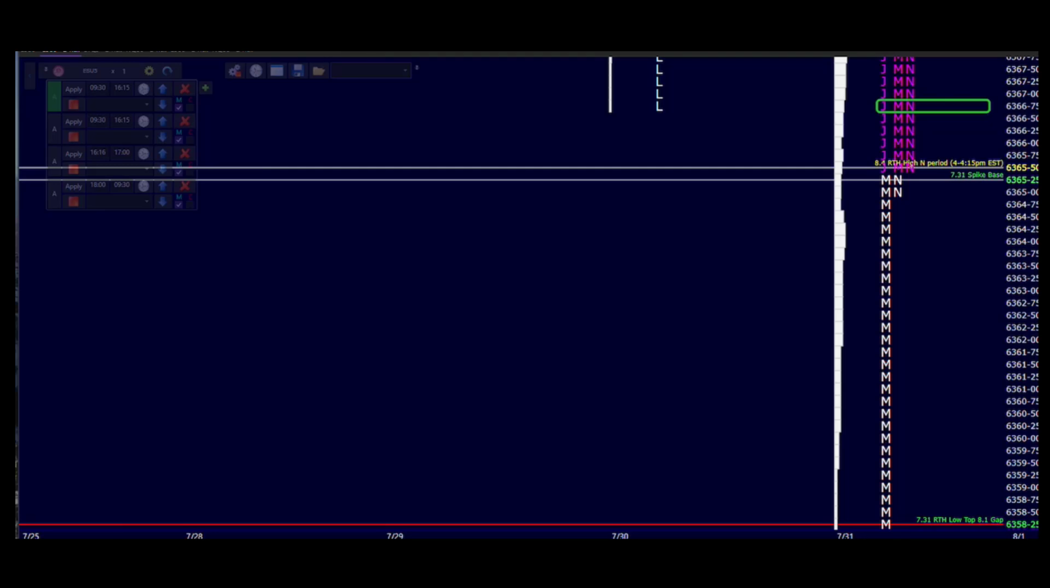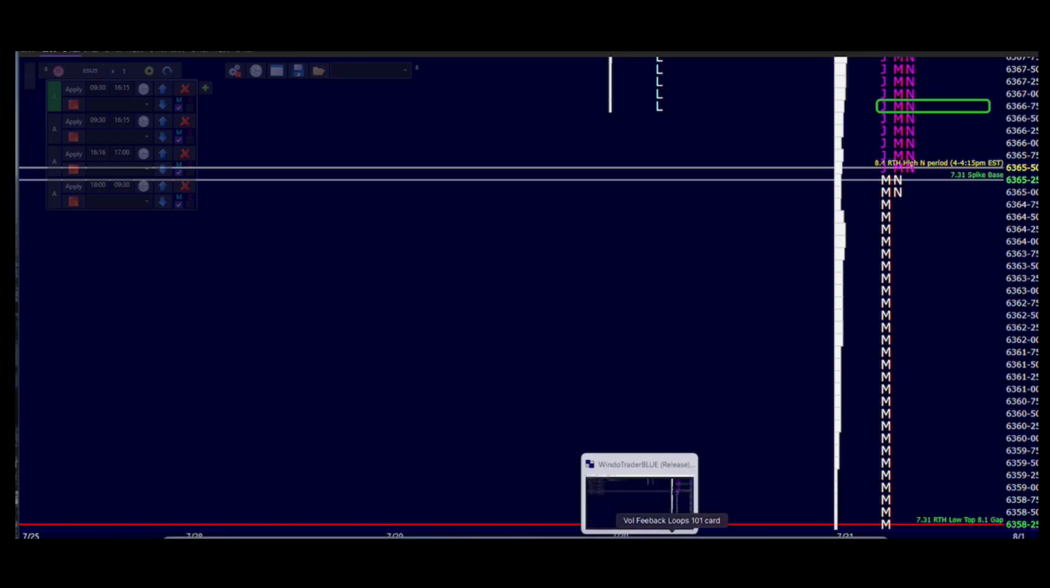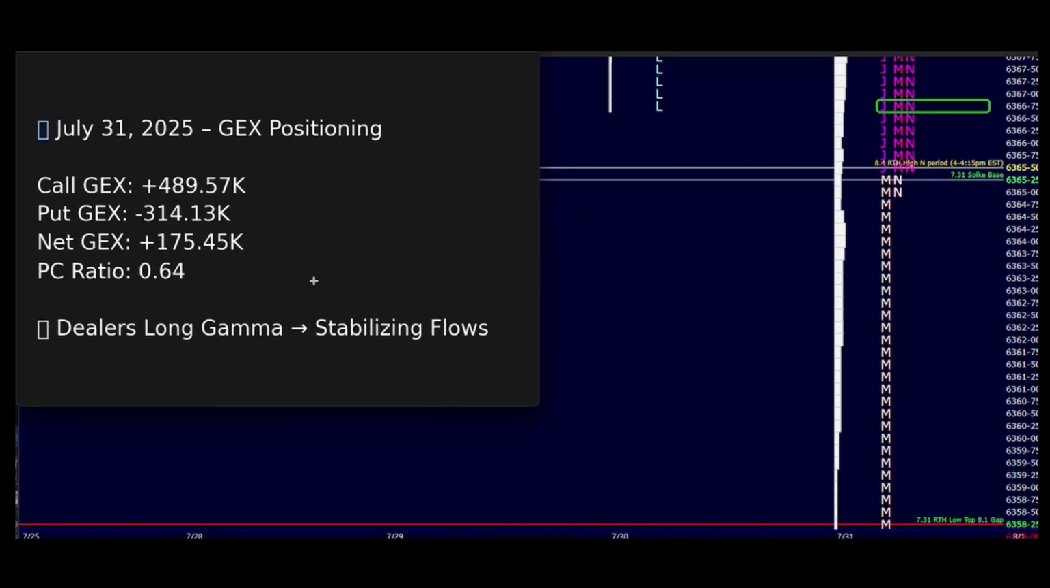And I guess it is important to recognize that there are other aspects at play. So, dealer positioning was a factor, and it was still positive that day. So you had a positive gamma of over 175,000, put call ratio 0.64. So it was like a stabilizing flows. So the late day sell-off, the late day spike, it was from macro headlines. It was from geopolitical news. It wasn't dealer driven. And that set the stage for what happens next.